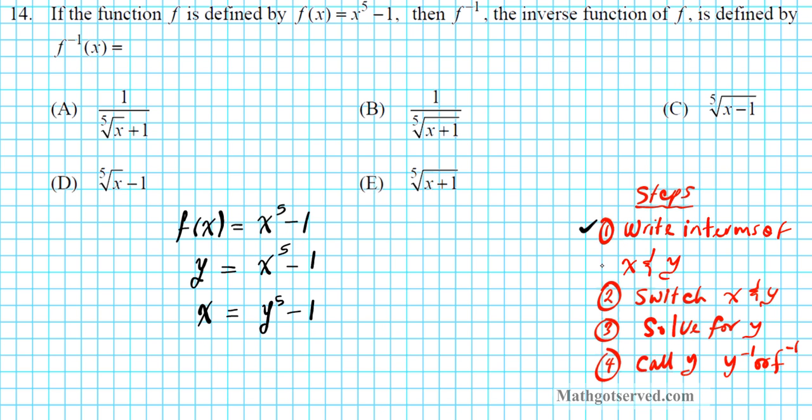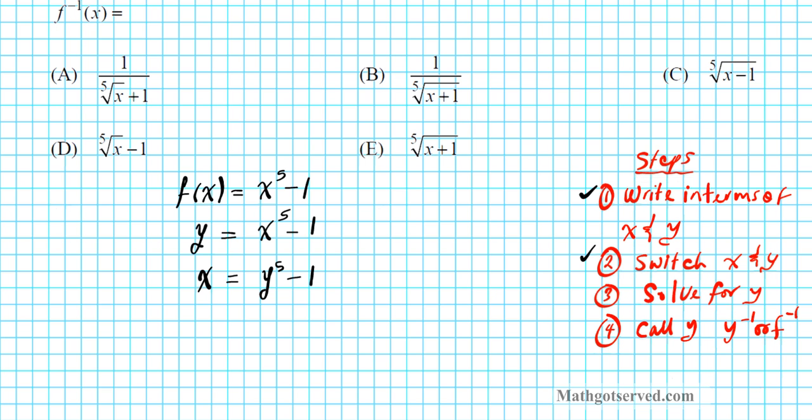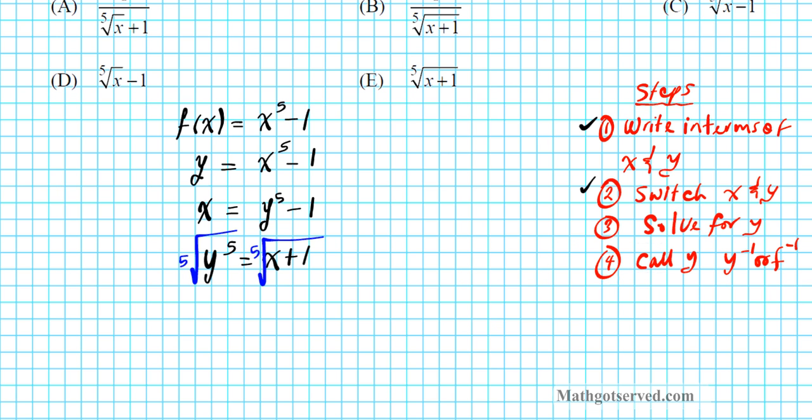So we wrote it in terms of x and y. We switched our x and our y's, calling our output our input x and our input our output y, which will be the inverse. Now we're simply going to solve for y and call it our inverse. So it's now algebra from here. Let's get y isolated. We can simply add 1 to both sides. So we have y to the fifth equals x plus 1. To get rid of this fifth power, we take the fifth root of y to the fifth. So that yields y equals the fifth root of x plus 1.